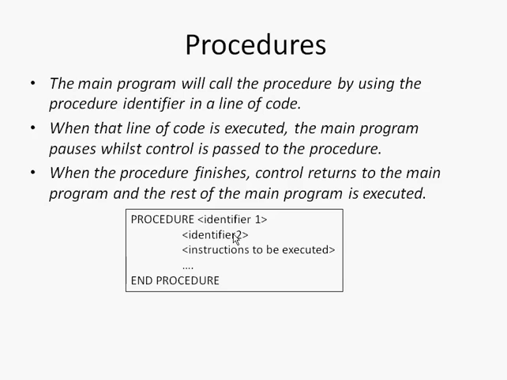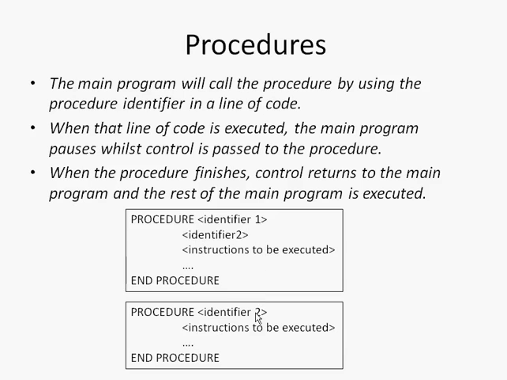Procedure is called identifier 1, which then calls identifier 2. That executes its instructions, and then the code would jump back up to here where more instructions can be executed. Of course, all procedures need an end procedure, or in the case of VB.NET, an end sub command to make sure that particular block of code is finished.